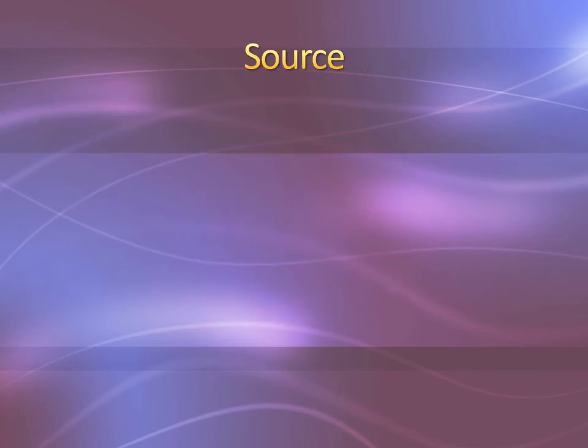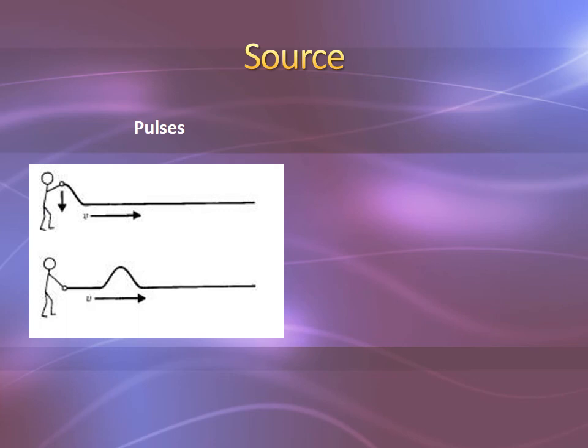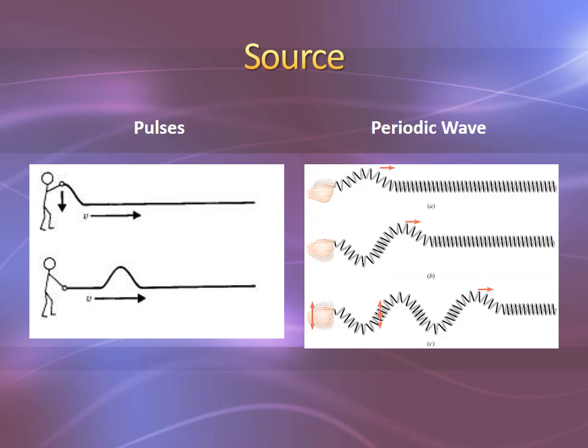The last thing that we can classify waves based on is their source. So you can have a single pulse. So if I pulse, say, a slinky or a string just once, I'm going to get a pulse wave moving through that medium. Or I can have a periodic wave. And this is when I periodically provide a pulse, and then it travels through, and this is where we get that very classic looking wave shape.